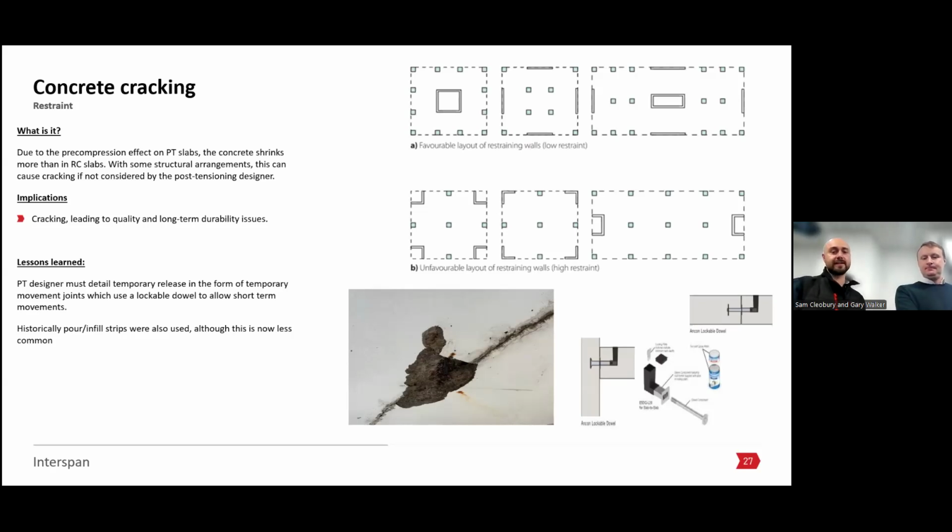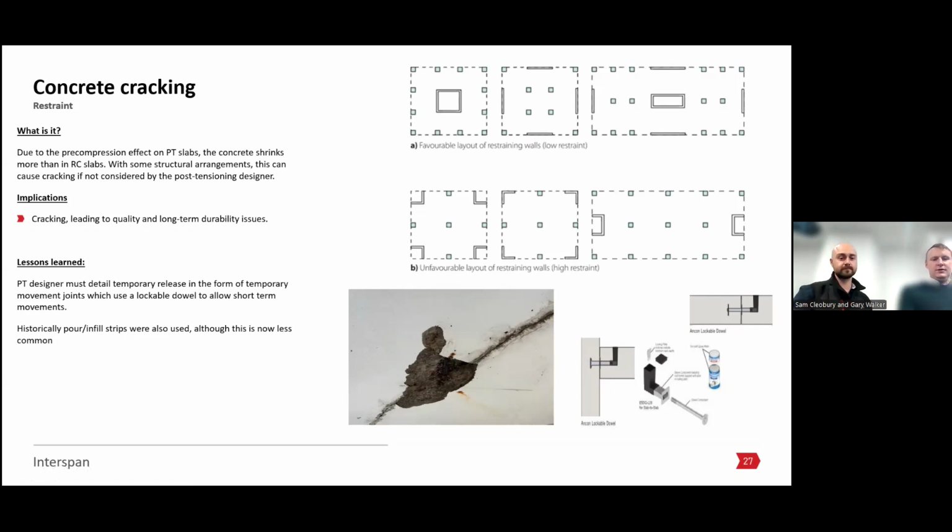And then cracking. Usually in a post-tension slab, the main reason for cracking would be issues arising from restraint, and we just need to be conscious of the layouts of the stiff elements going up the building. Make sure that we're detailing temporary release around there, so that can be either by these proprietary temporary movement joint lockable dowels, so they allow the movement in the early stage and then they're locked in later, or strips.